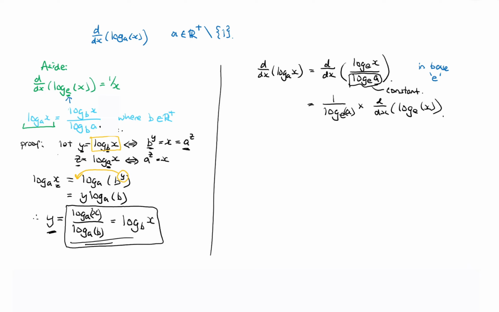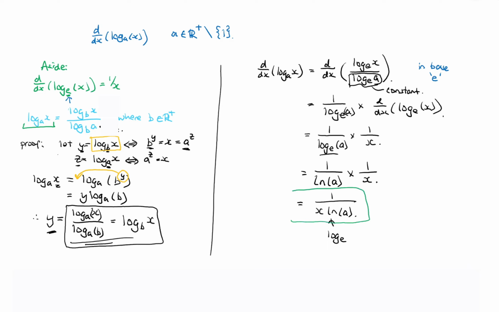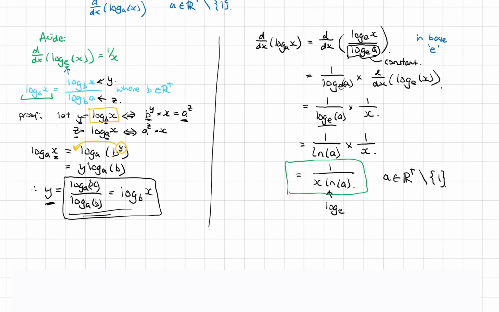And we know what that is, right? We know that is 1 over x. So our result is 1 over log_e of a times 1 over x. Now log_e can also be rewritten as natural log, so ln of a times 1 over x. And just making it neater, it will be equal to 1 over x times ln a. Alright, so that is the general formula for the derivative of log_a of x, where a can only be a positive real number, not including 1.